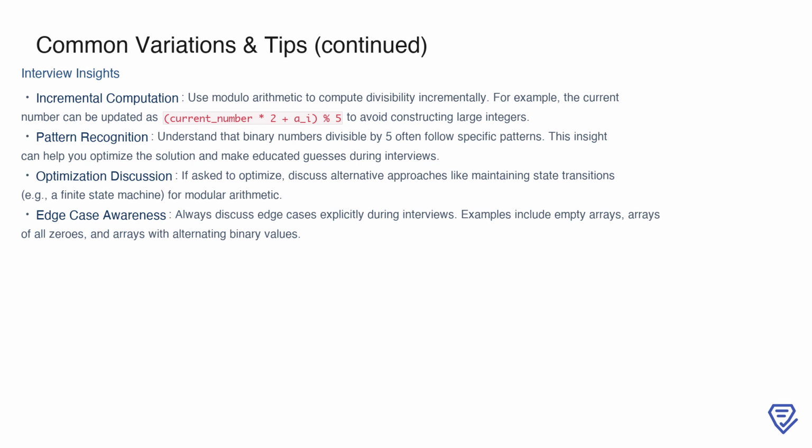Another important insight is recognizing patterns in binary numbers divisible by 5. While you don't need to rely solely on these patterns, understanding them can help you optimize your solution and make quicker decisions under time pressure. If you're asked to optimize your approach, consider discussing advanced ideas like using state transitions to manage modular arithmetic, which demonstrates a deeper understanding of the problem.